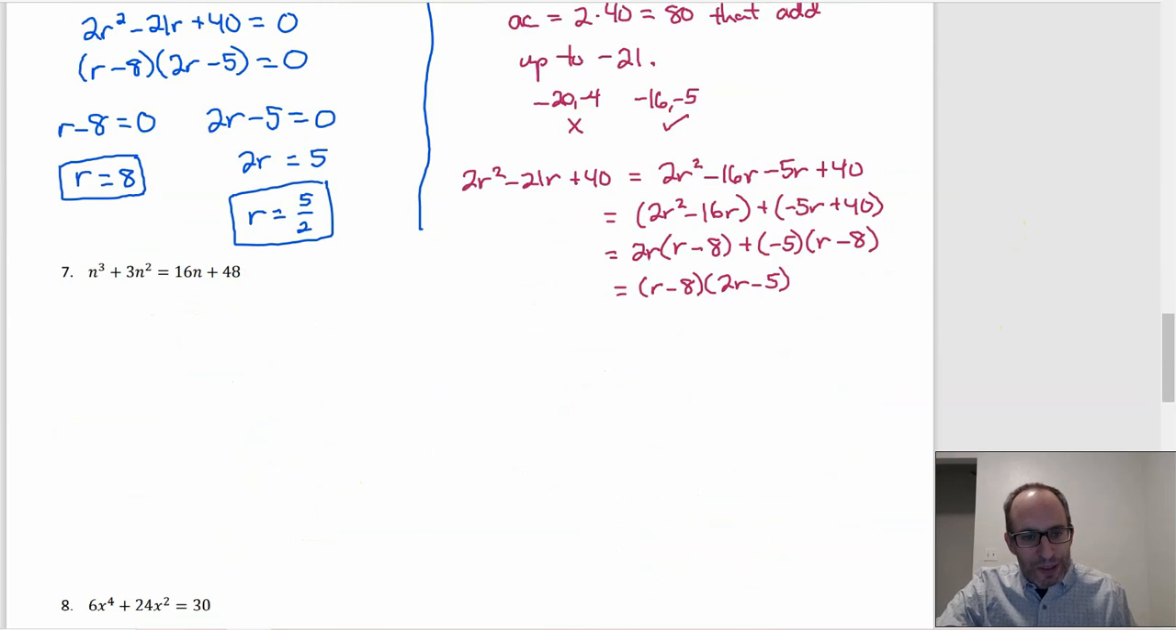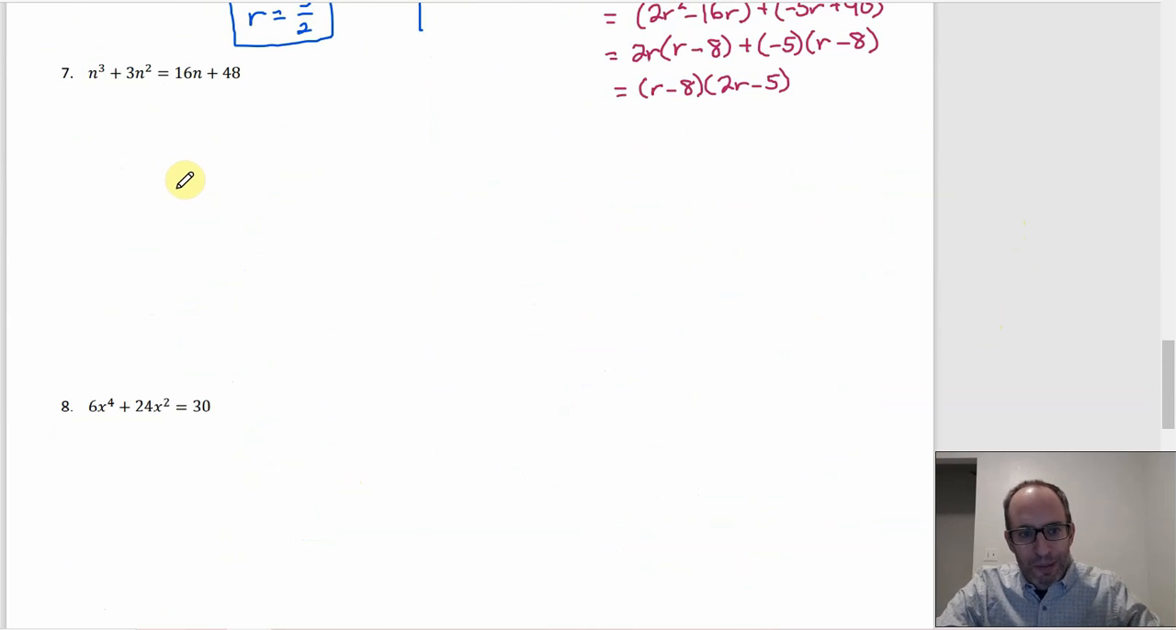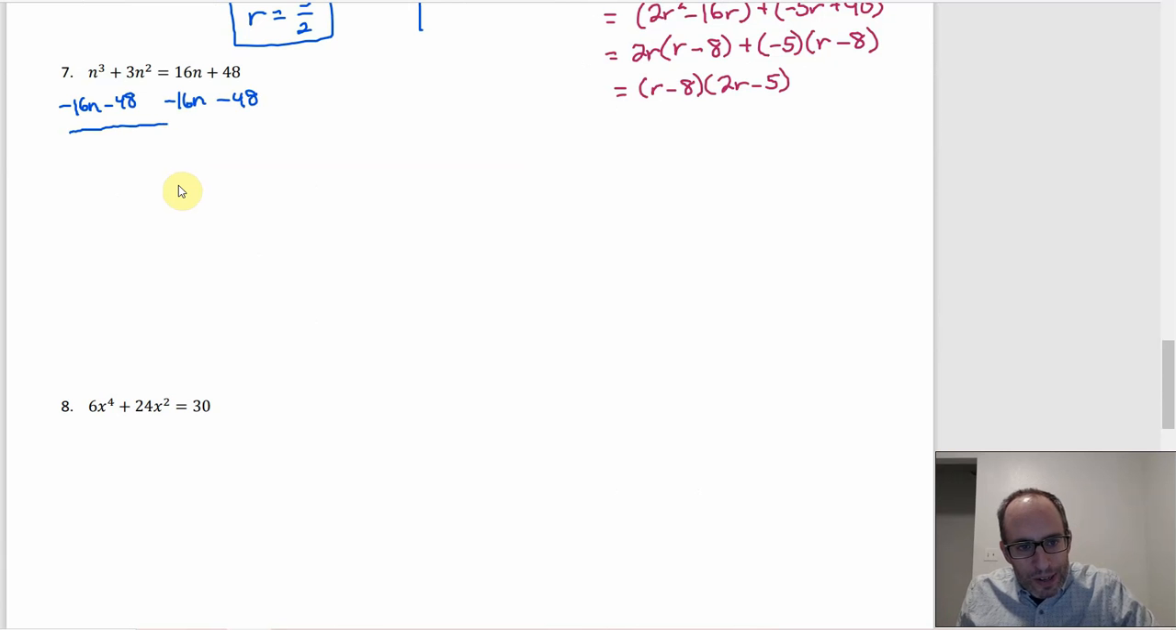Number 7. Well, we don't have a 0 on one side, but I think you can tell what we're going to do. We got 4 terms, and if you go term by term, each degree from 3, 2, 1, 0 is showing up, and that's typically when you can factor by grouping. So I'm just going to subtract a 16n and a 48 from both sides to get a 0 on the right. Then on the left, we'd have n cubed plus 3n squared minus 16n minus 48.